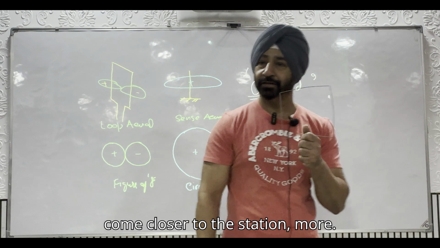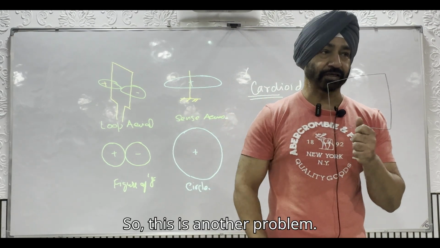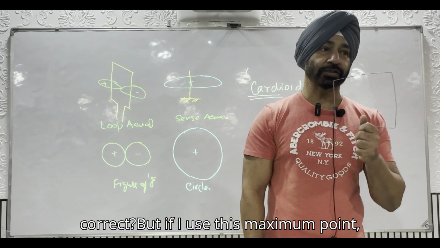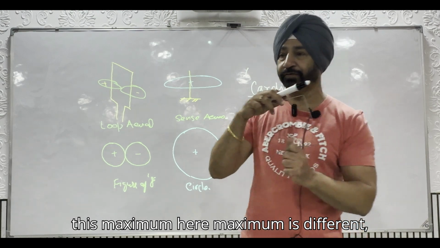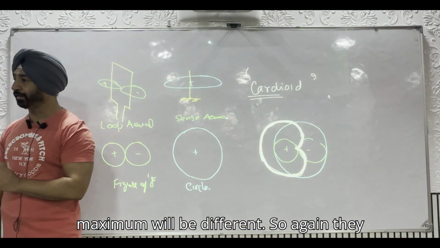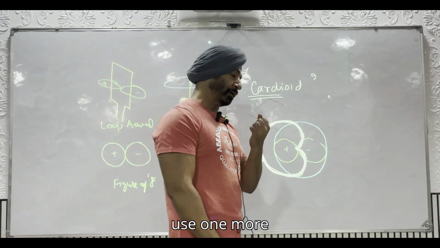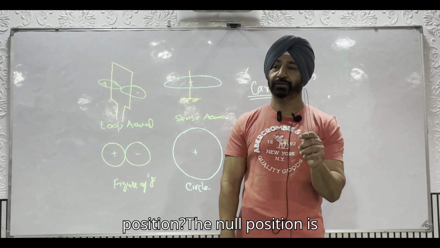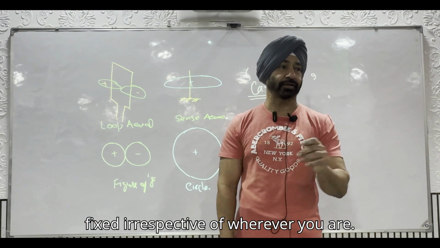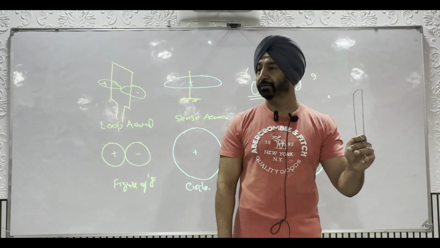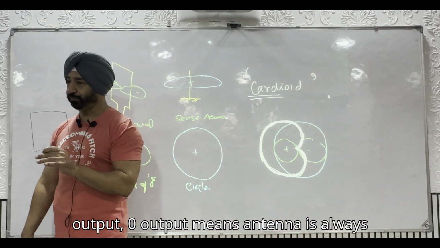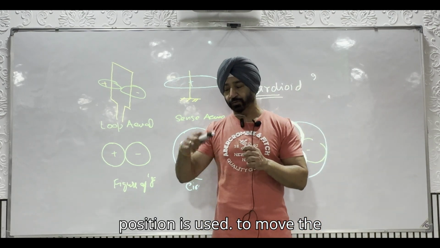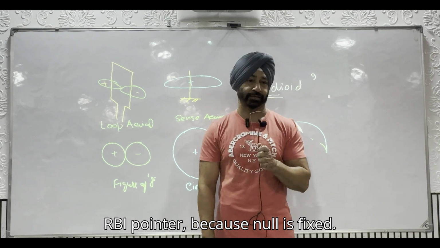If I come closer to the station, more. So this is another problem. I want my pointer to point towards the station, correct? But if I use this maximum point, here the maximum is different, here the maximum is different, I go away, the maximum will be different. So again they use one more intelligent method to make the pointer always point towards the station. What about the null position? The null position is fixed irrespective of wherever you are. Wherever you are, the null is null. Zero output means the antenna is always 90 degrees to the station. This null position is used to move the RBI pointer, because null is fixed.